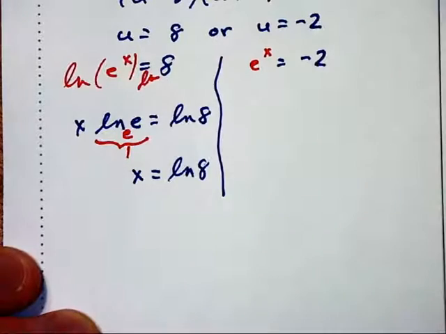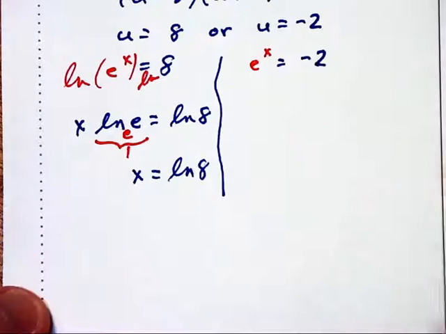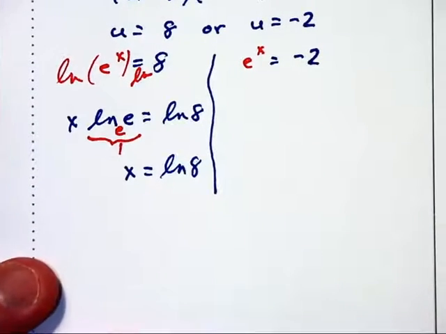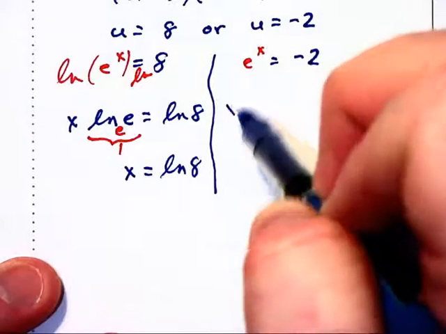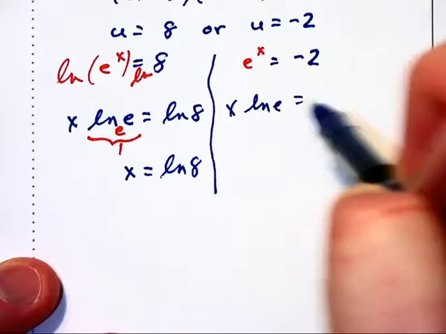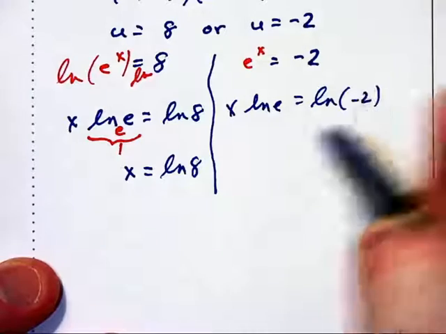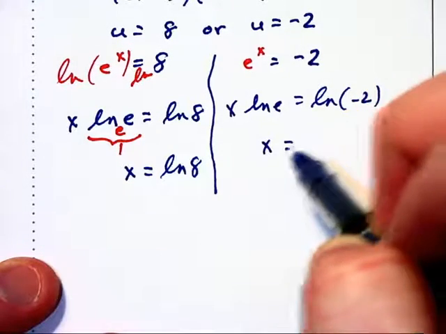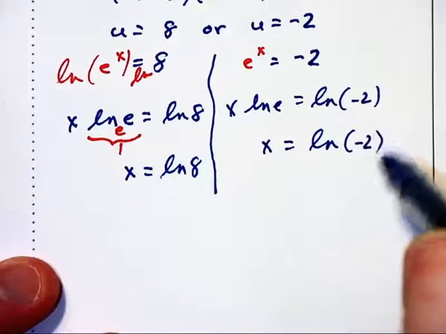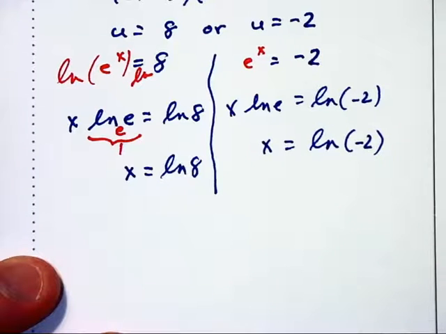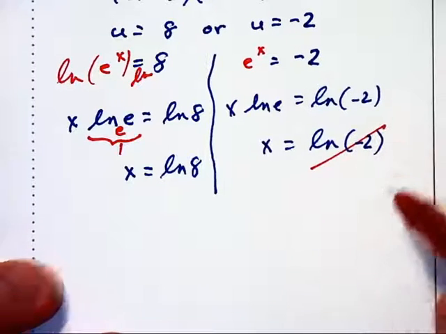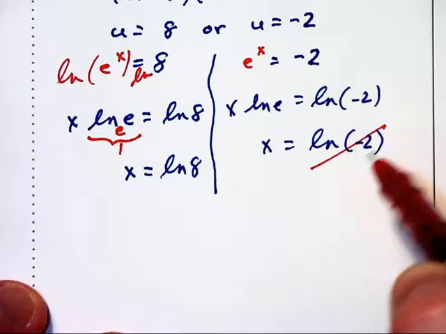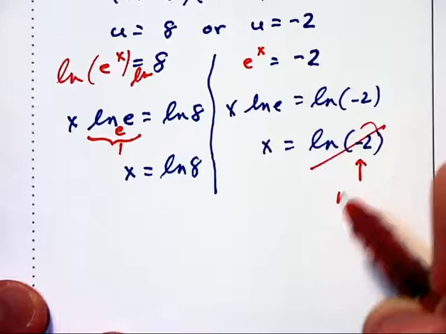Likewise, on this second equation, when we now take the natural log of each side, we get x natural log of e equals the natural log of negative 2, which means x is equal to the natural log of negative 2. But that's not allowed because the argument cannot be negative. What's inside the logarithm must be positive.